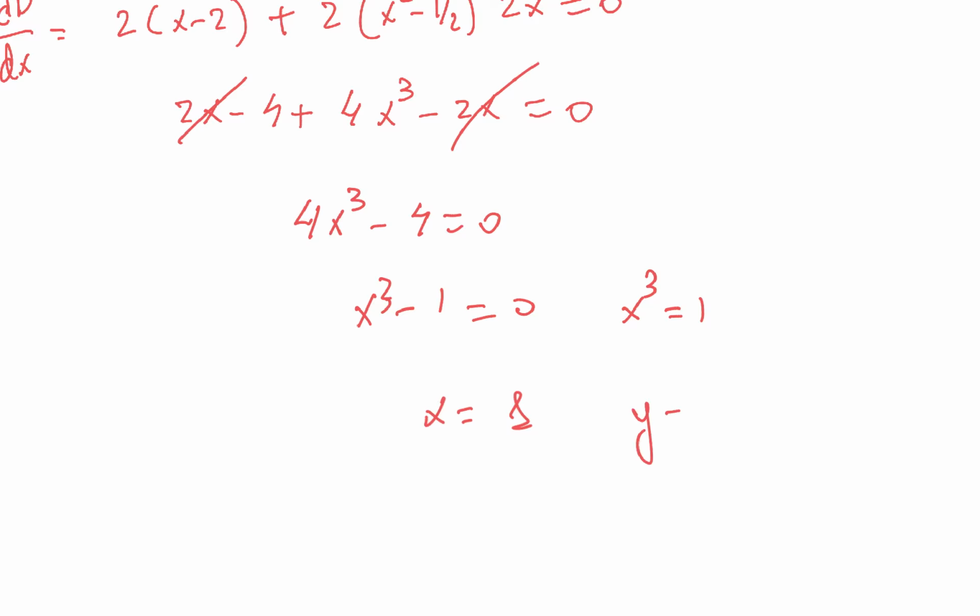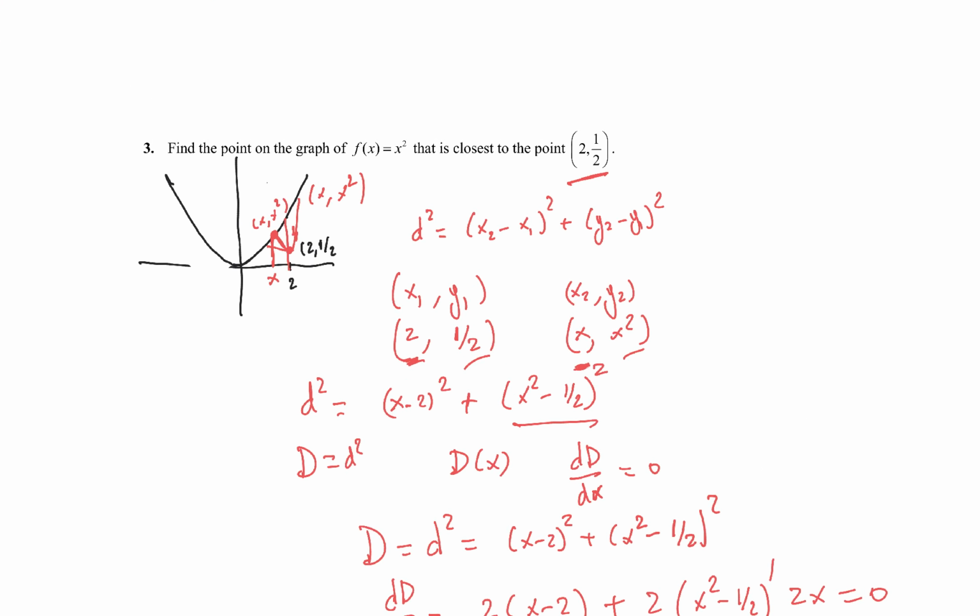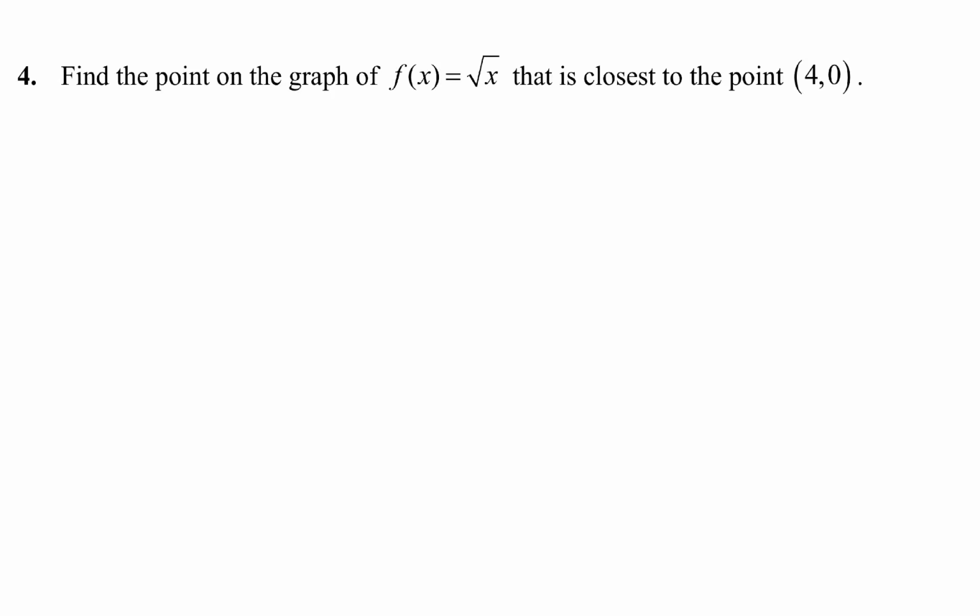And y equals x squared. So y is 1. So the point (1, 1), the point x equals 1, y equals 1, is the point that is the nearest point, the closest point to the point (2, 1/2). That's the result. Now we go to problem 4, that is more or less the same problem.